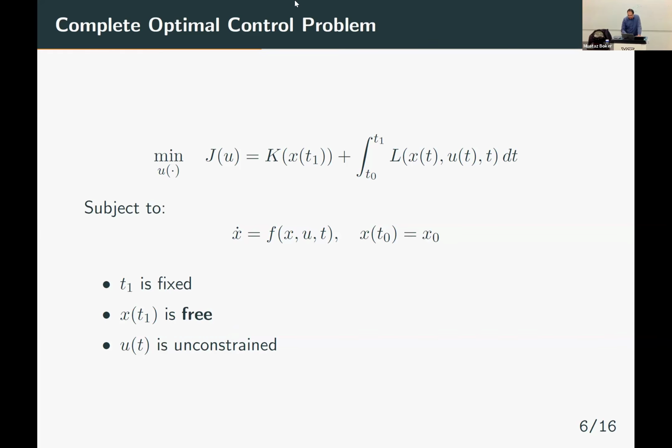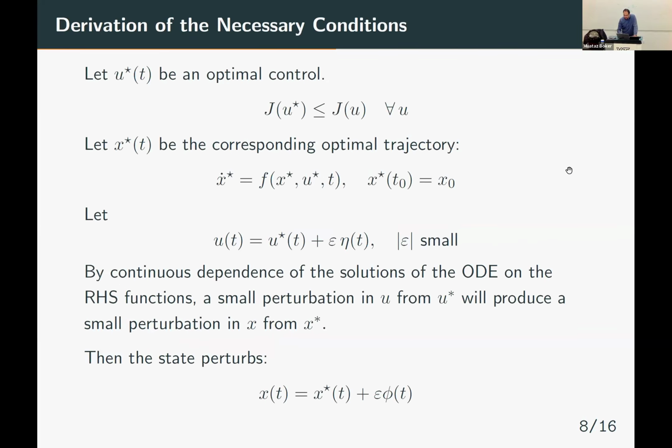Any other question? Okay. We move on. Okay, let's go step by step and try to solve the problem.